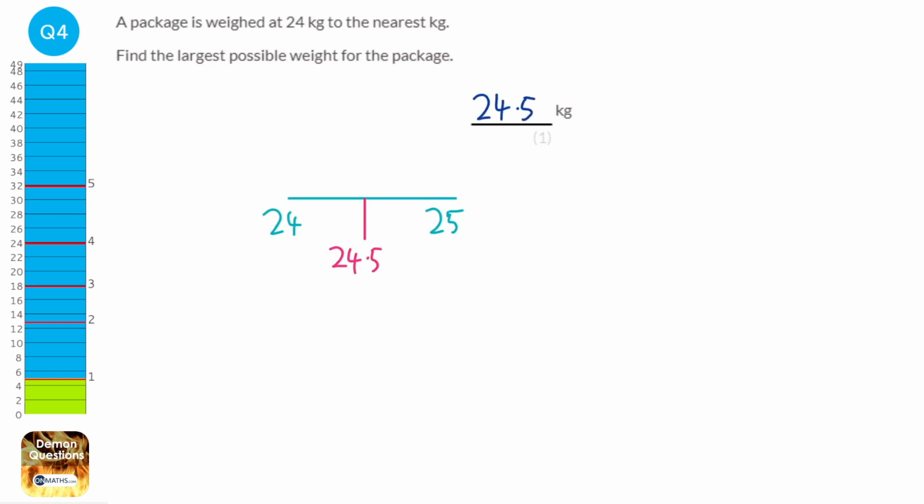Now, some of you who are astute might realise that 24.5 would round to 25, but theoretically, the biggest it can be is going to be 24.49 recurring. Let's just draw that a bit better, 24.49 recurring. And that is actually the same as 24.5. In your exam, however, you can write 24.49 recurring and you would get full marks. But for brevity, I would definitely recommend writing 24.5.